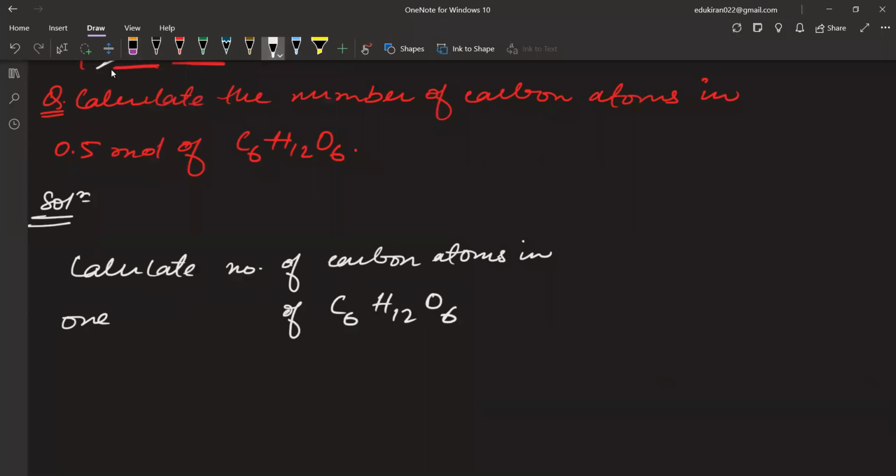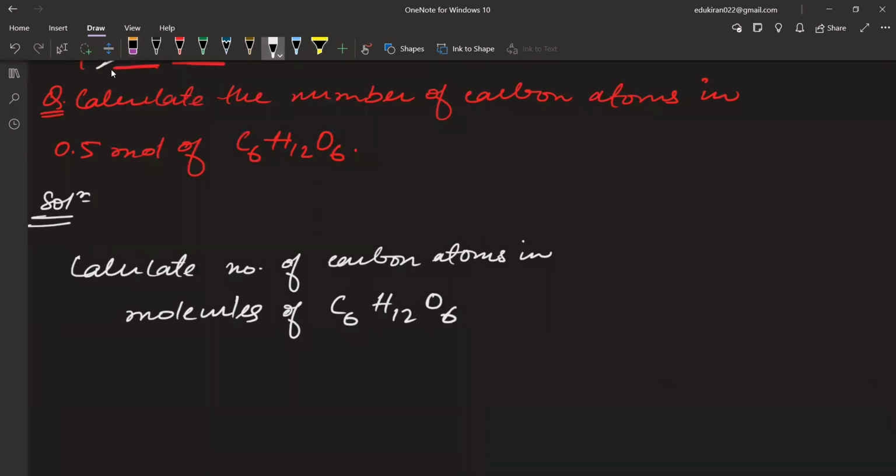Okay. Now you tell me, how many carbon atoms are there in 100 molecules of C6H12O6? If I have 100 molecules, then how many carbon atoms will be there? 600. 600, right? All of you got it? Yes or no? Okay, very good.